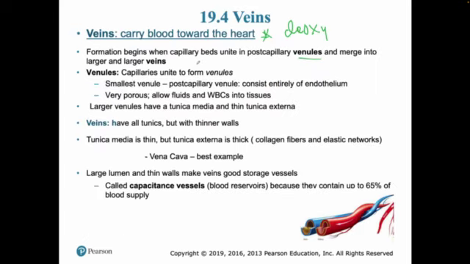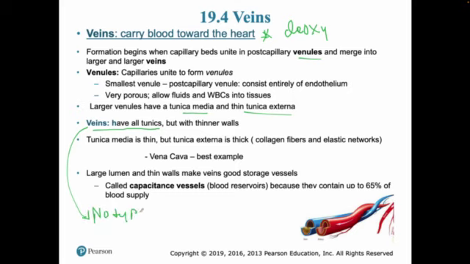Okay, so venules are the tiniest veins. The smallest venule can be made up of only endothelium. They're very, very porous and allow fluid to go through. Larger venules might have tunica media and some tunica externa also. Veins have all tunics, and there are no types as such with veins, like there are with artery.